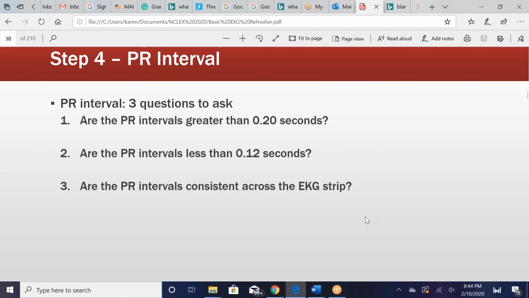So a couple of things you want to ask about the PR interval. Are the PR intervals greater than 0.20 seconds? Is it less than 0.12 seconds? Are the PR intervals consistent across the EKG strip? Do they look the same from complex to complex?